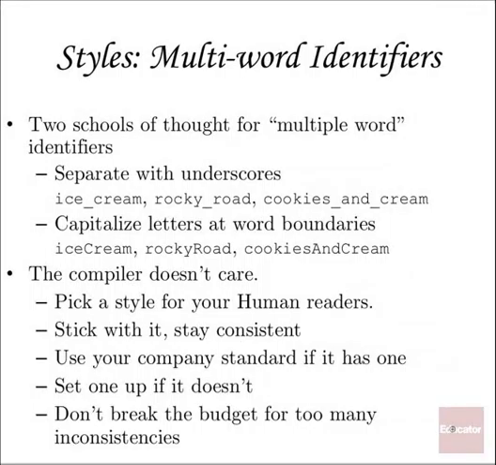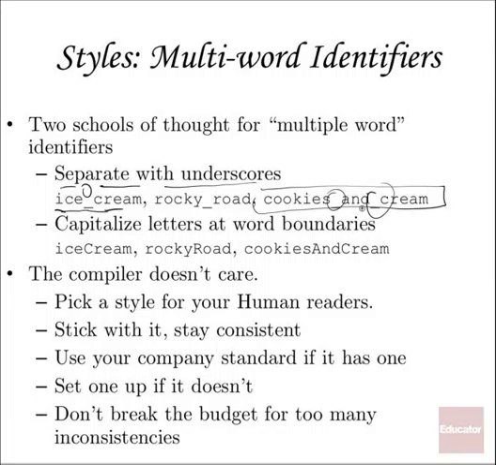Now, how do we name an identifier if it's going to have more than one word in it? We've got like ice cream. That's 2 words. Ice cream. Now, there's a couple of schools of thought for how you do that. Some people like to use the underscore. So we've got ice, an underscore, cream. Rocky road. Cookies and cream. See, we've got the underscores here separating the words because this particular variable has some meaning in the system, and it happens to be something with more than one word in it.